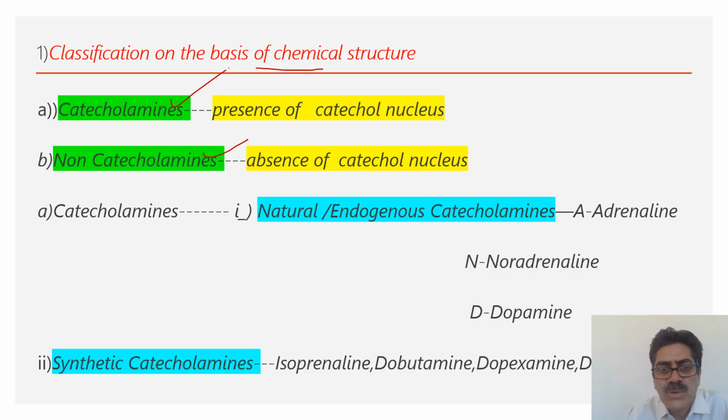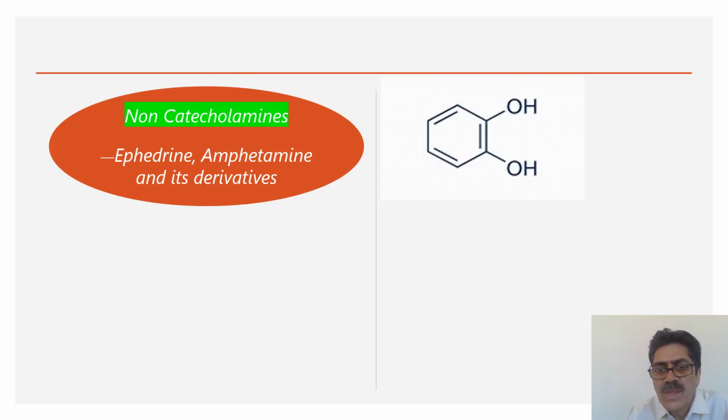Catecholamines bear a catechol nucleus. Non-catecholamines do not have a catechol nucleus. Catecholamines include naturally occurring or endogenous catecholamines such as adrenaline, noradrenaline, and dopamine. And we have synthetic catecholamines: isoprenaline, dobutamine, dopexamine. Non-catecholamines, with absence of the catechol nucleus, include ephedrine, amphetamine, and a number of derivatives of amphetamine.